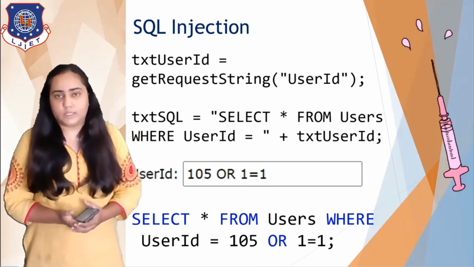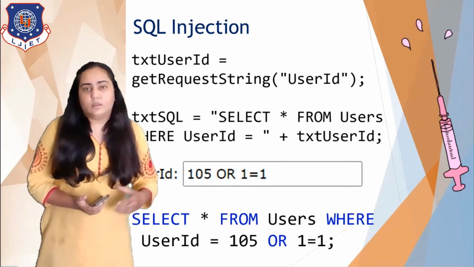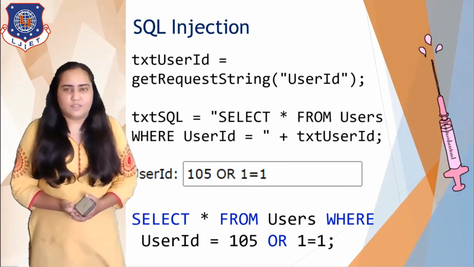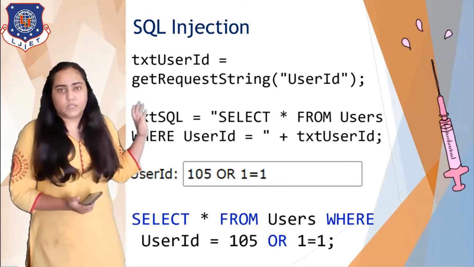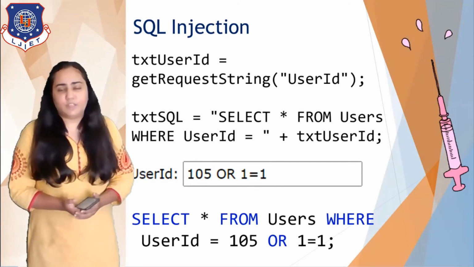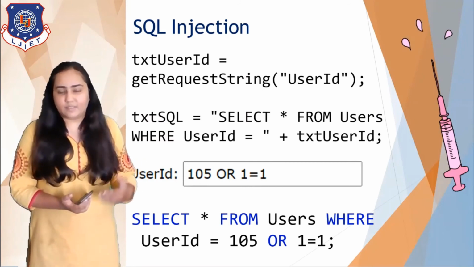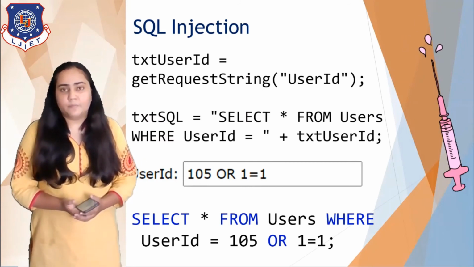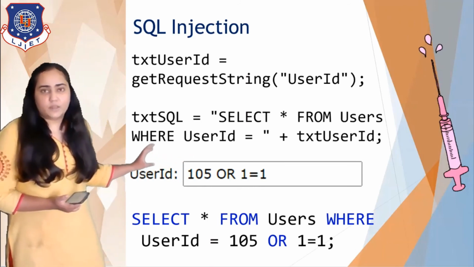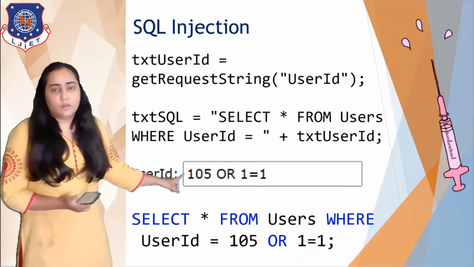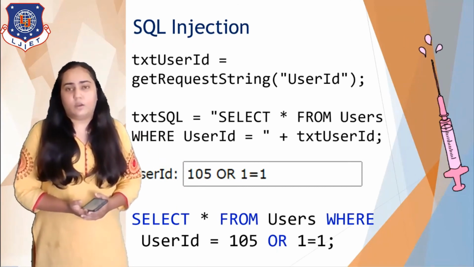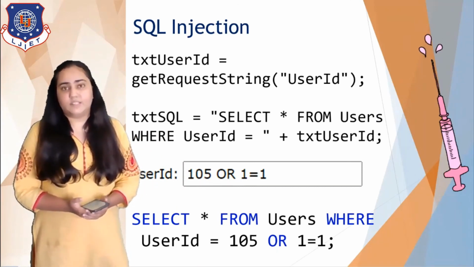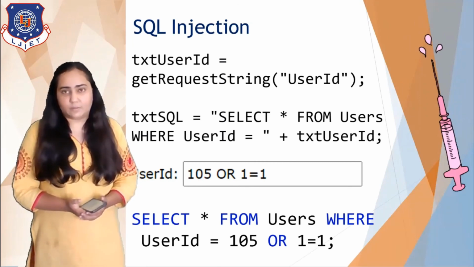And now you might think that that's okay. What difference does that make? But think of the users table. What if it contains the user IDs and the passwords of all the users? Then the person who has filled the form in this manner will be able to get access to this entire table of user IDs and passwords, and that is how hacking can be done.